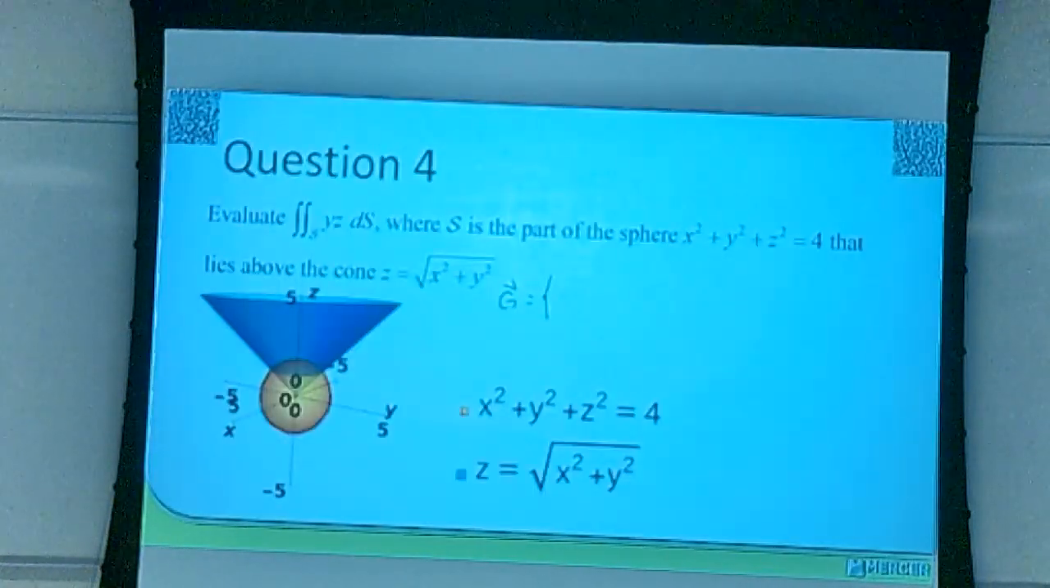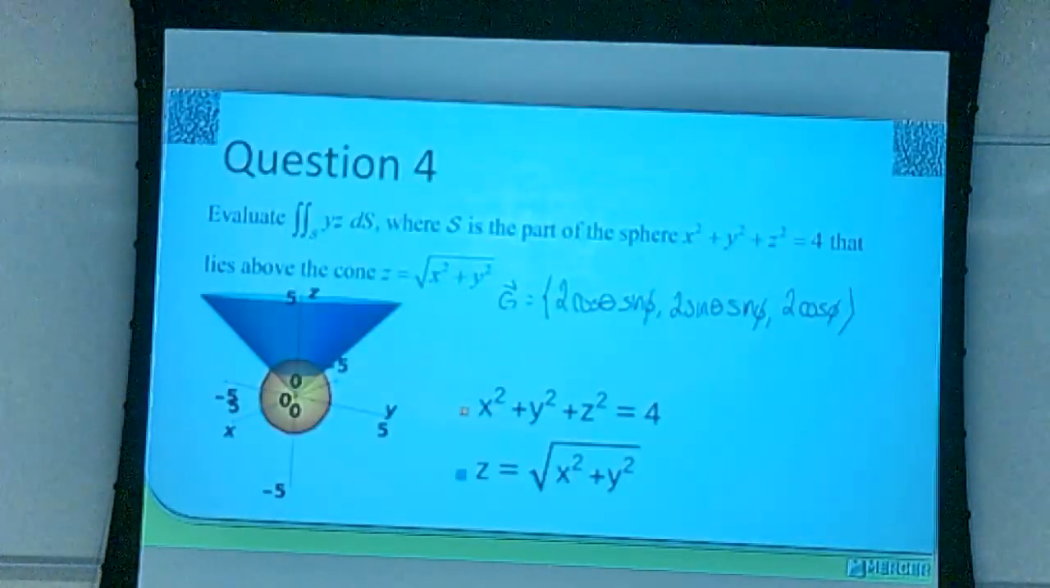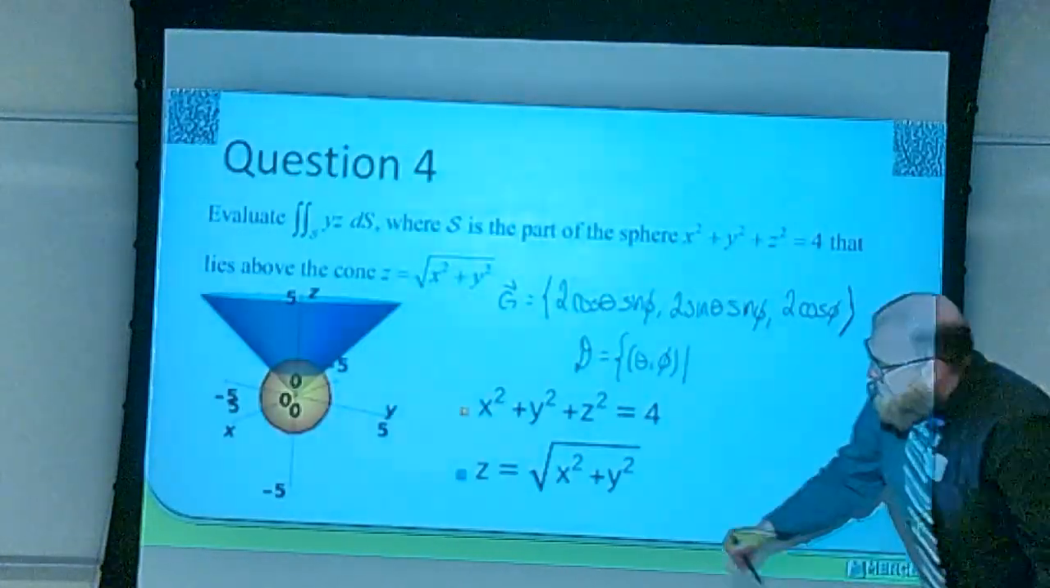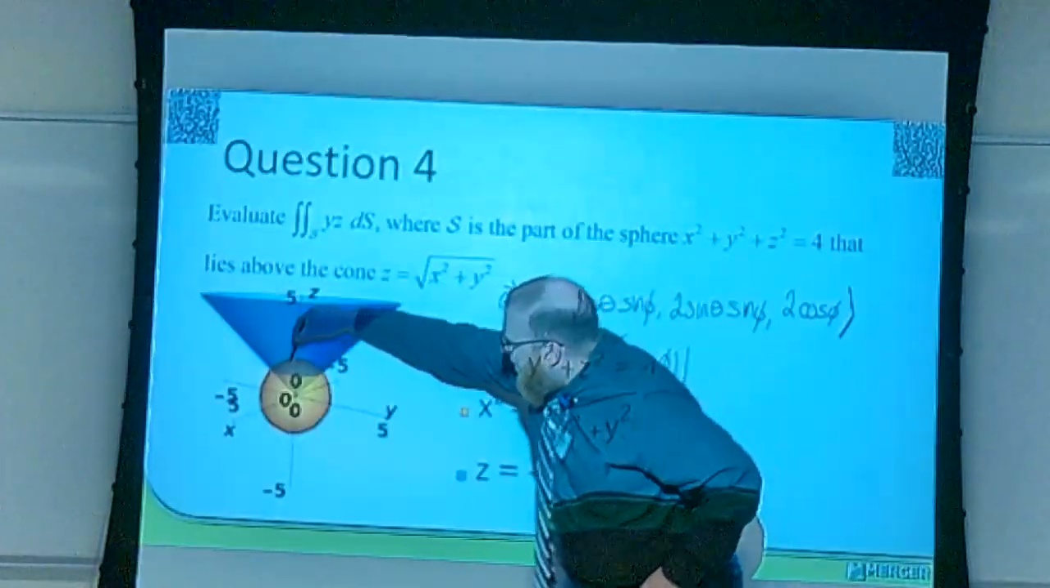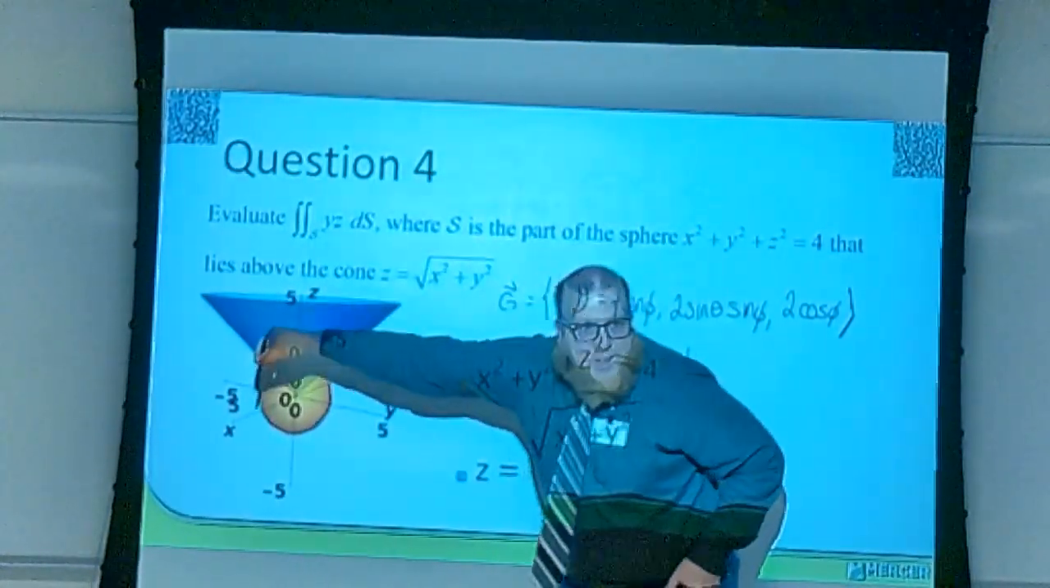Just 2. So it'll be 2 cosine theta sine phi, 2 sine theta sine phi, 2 cosine phi. So that's the parameterization of the whole sphere, right? It's the parameterization we use for a sphere. What dictates the portion that we're using is the domain. If you just look on the xy plane, because that's how theta is determined, it's the whole circle. Theta goes 0 to 2 pi.